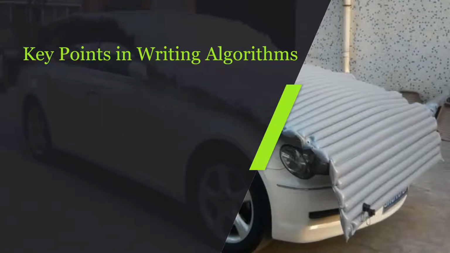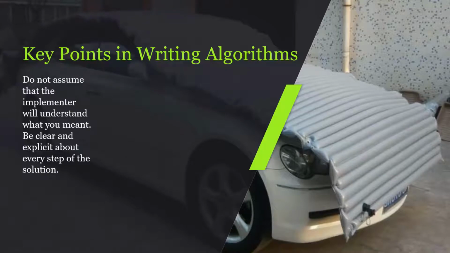Now that we understand what the problem is that we're trying to solve, we know what assumptions we can make, inputs, outputs, we understand the scope of the problem, and we broke it down into smaller pieces. What are some of the key points we want to remember when writing out algorithms? Well, the first is never assume that the implementer, even if it's you implementing the algorithm, is going to understand what you meant. You need to be clear and explicit about every single step.